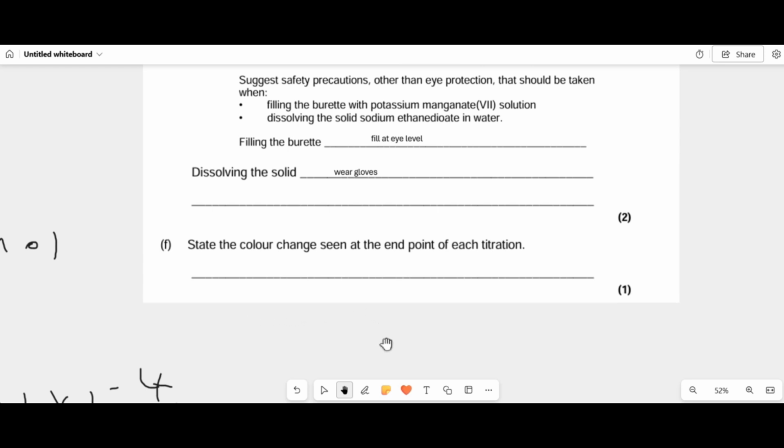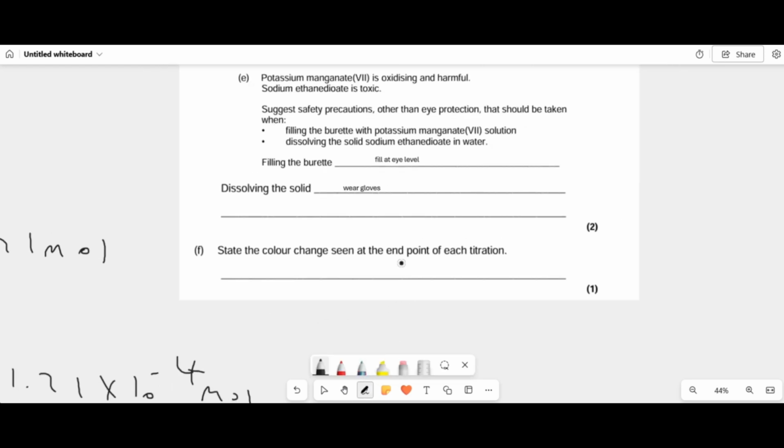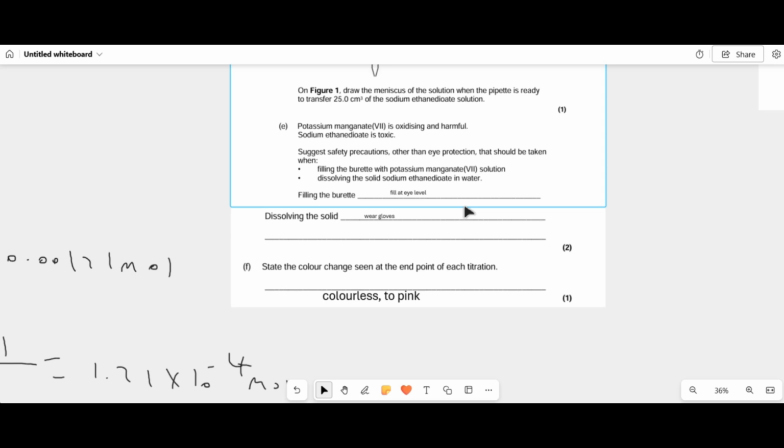Stating the color change you see at the endpoint of each titration. You're getting the manganate at the end. That's what you're left with here. So the color change is going to be from colorless initially to a light purple. You can say it's a pink. That's what they're looking for here. You can say light purple, you can say pink. You already know what's being used there.